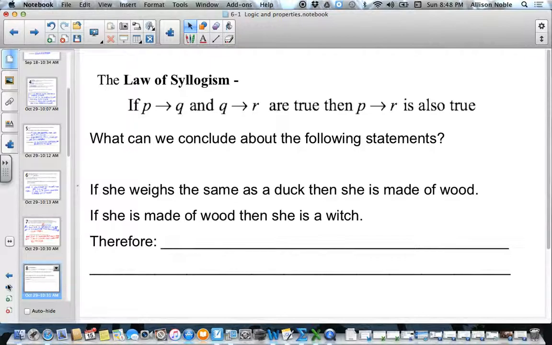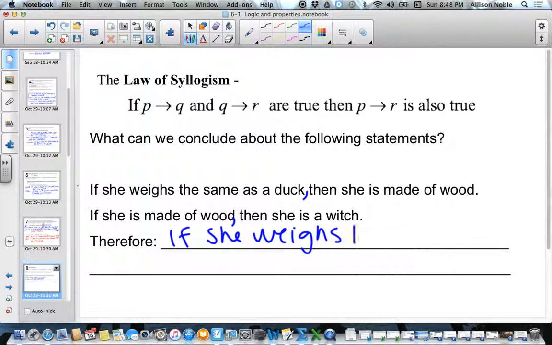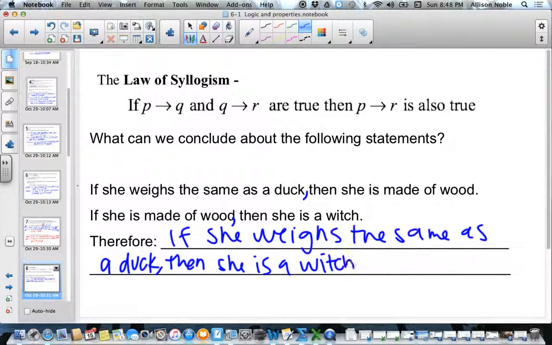So if she weighs the same as a duck, then she is made out of wood, and if she is made out of wood, then she is a witch. So we can conclude that if she weighs the same as a duck, then she is a witch. So ultimately you're cutting out the middle part, the "then she is made of wood" and "if she is made of wood." So if she weighs the same as a duck, then she is a witch.